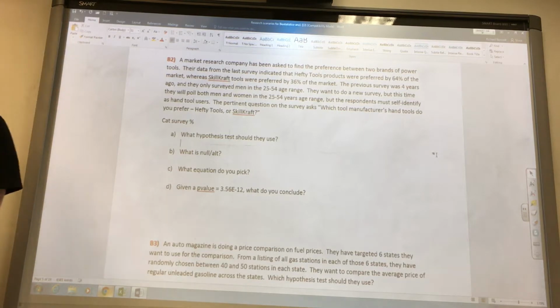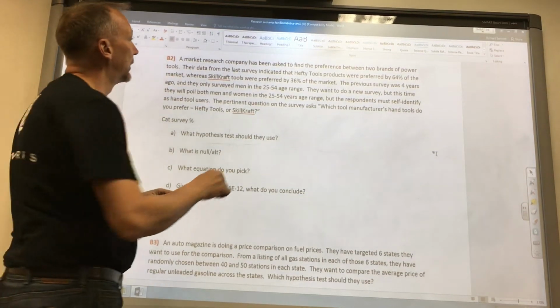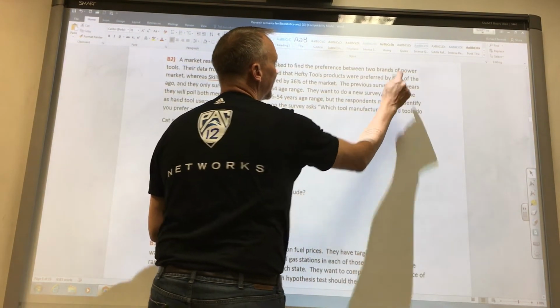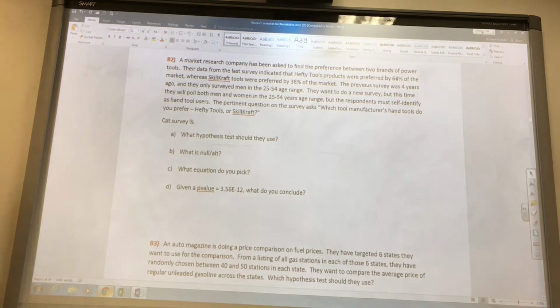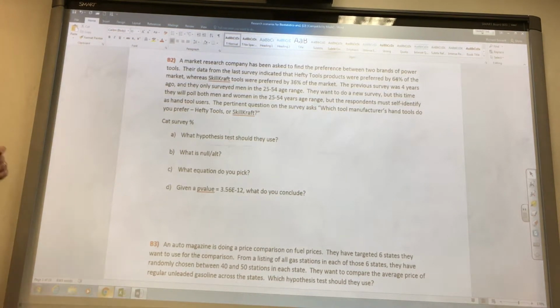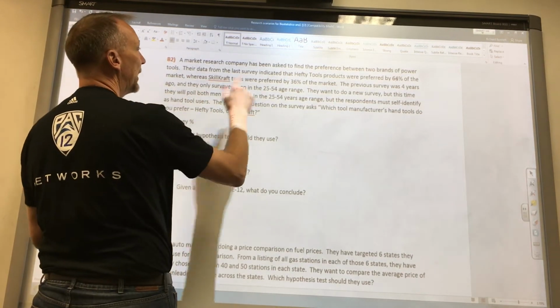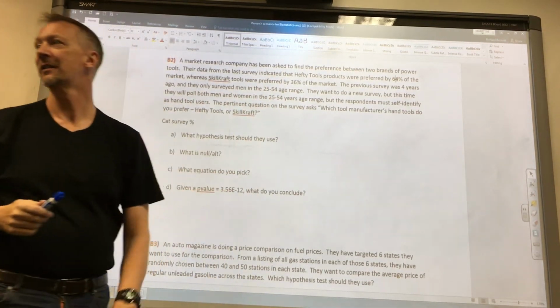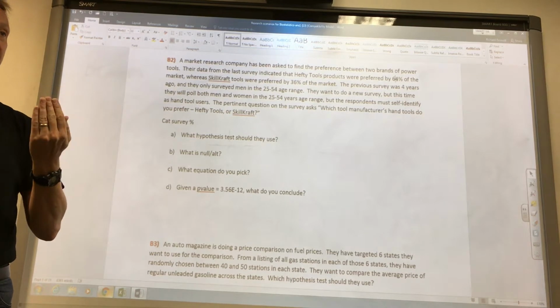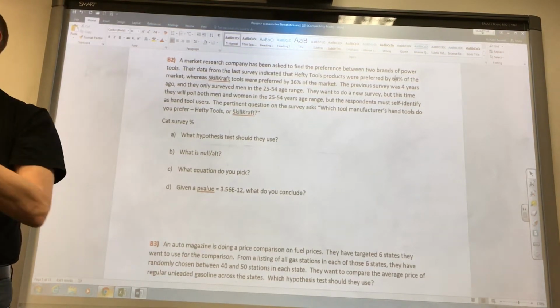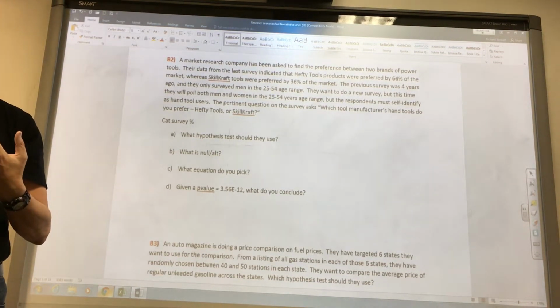So here's the deal. We did this survey 4 years ago. We're going to assume that survey is the correct answer. It was 64%. So even though it's a survey, you're going to treat that as a population. Now it's a different survey in that it was men only, and now we're doing men and women. So they are independent populations. You had men only versus men and women. Those are 2 completely different populations.